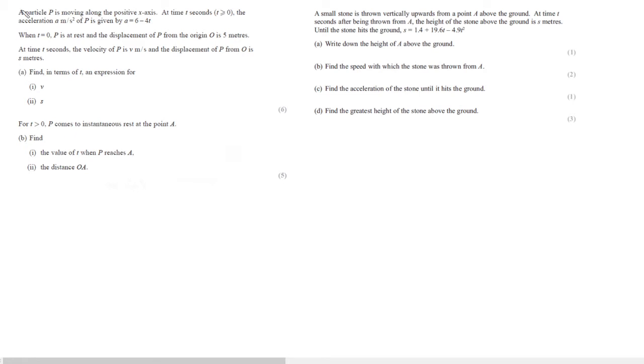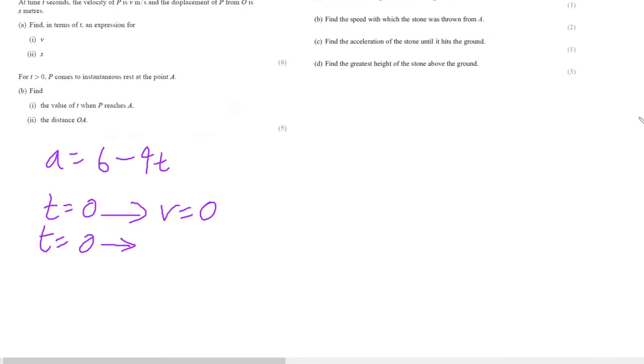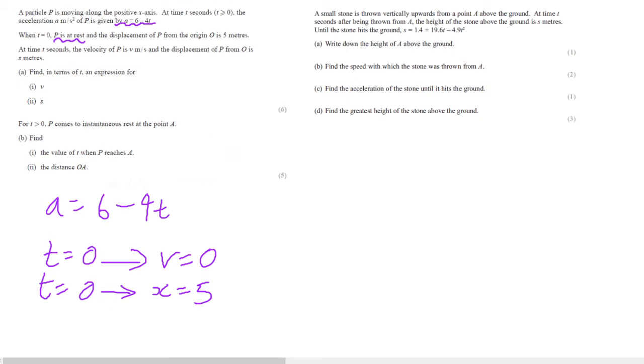So when t is 0, P is at rest, so this piece of information lets us know that, well, let's just write this out first. a is equal to 6 minus 4t. When t is 0, P is at rest. Okay, so when t is 0, that means the velocity of P is 0 because the particle is at rest, and the displacement of P from the origin is 5 meters. So when t is equal to 0, the displacement is 5 meters. Like it says, it doesn't always start from the origin.